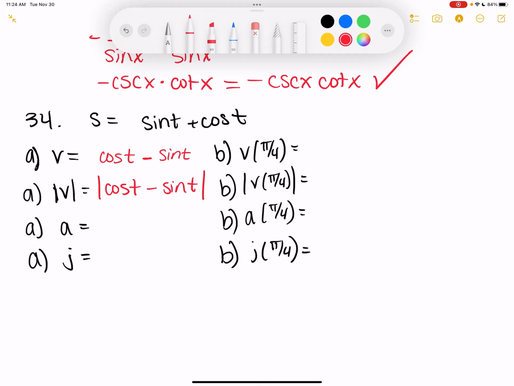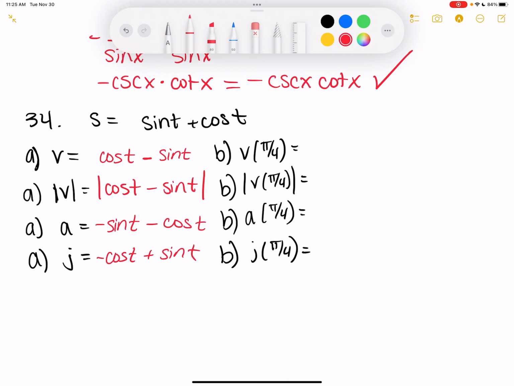So then the derivative of velocity to get acceleration is what? I thought you just did the derivative. Yeah, so what is that? Negative sine minus cosine. And then the derivative again. Positive cosine. Wait, I'm sorry. Negative cosine plus sine.